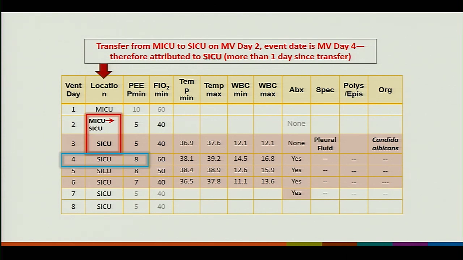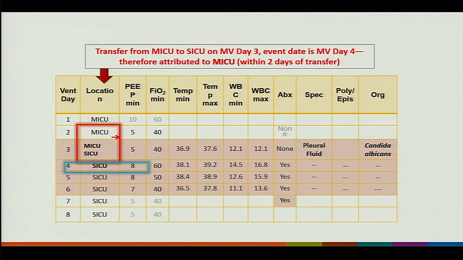In this example, the patient has a VAE date of event in SICU on mechanical ventilation day 4. The patient was transferred from MICU to SICU 2 days prior to the VAE date of event, and not on the date of event or the day before. Therefore, the VAE is attributed to the SICU. In this example, the patient also has a VAE date of event on mechanical ventilation day 4, and the patient is transferred from MICU to SICU on mechanical ventilation day 3. Because the VAE date of event occurs on the day following the transfer, it is attributed to the transferring location, in this case MICU.